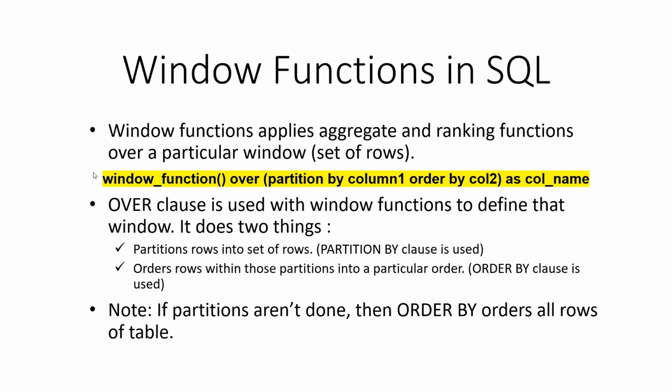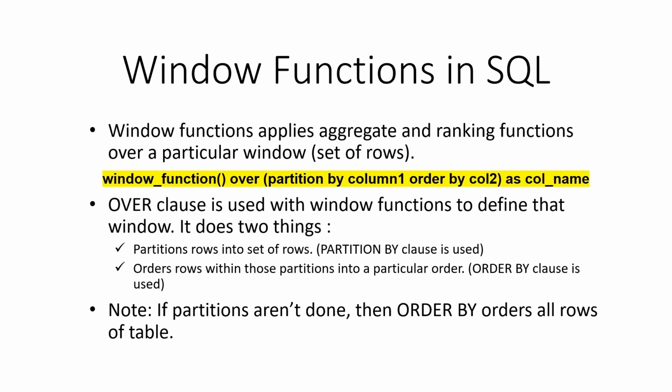Let's say a window function like rank, dense rank, row number or whatever. Then we have an OVER clause in the window function, which actually does two things. First we can see PARTITION BY column one, so it partitions the data according to the given column. Then it orders the data according to column two. Ordering can be done in ascending or descending order.